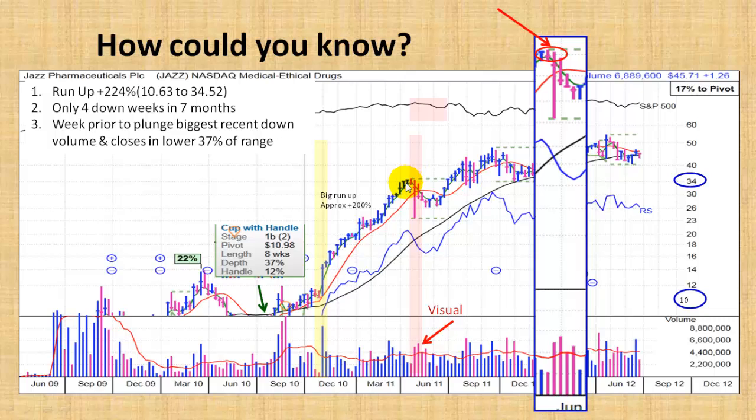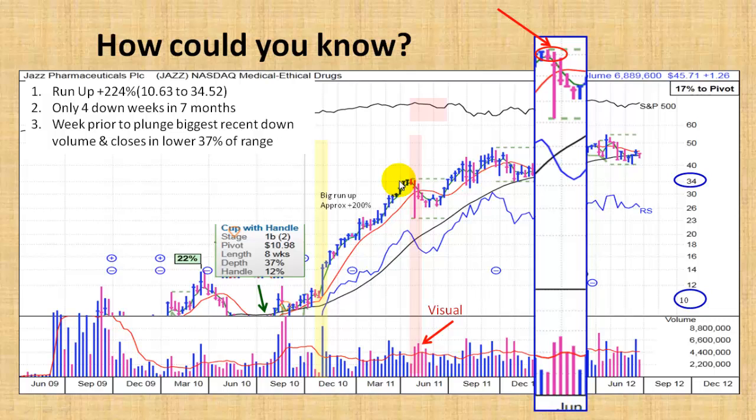And in that entire time, it only had 4 down weeks in 7 months. That's pretty amazing. So if you think logically, you've got to know that a stock doesn't go up forever, and a 200% run is pretty significant, and at some point it's going to pull back.